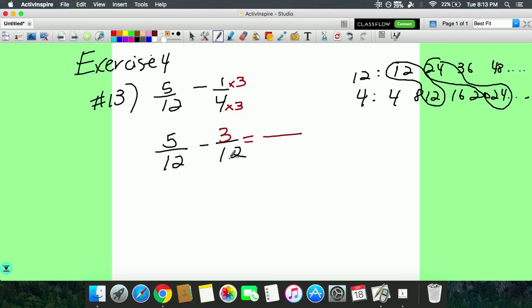Now I'm ready to subtract. The denominators stay the same, and 5 minus 3 is 2, which I'm still not done because I can make this into a smaller fraction. A common factor that they share is 2, so I'm going to go 12 divided by 2, 2 divided by 2. 2 divided by 2 is 1, and 12 divided by 2 is 6, and the final answer is 1 over 6.